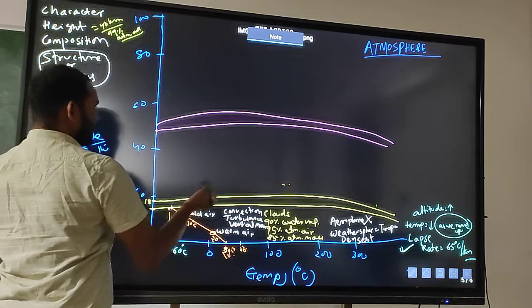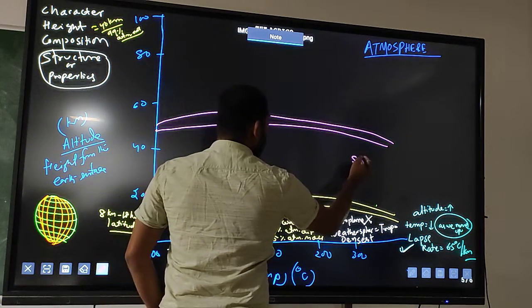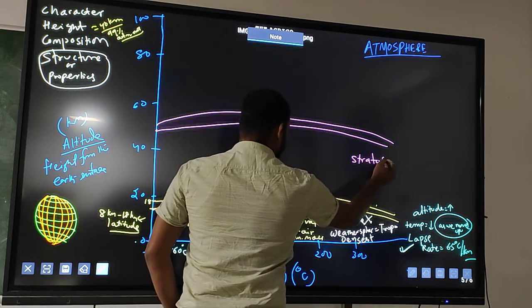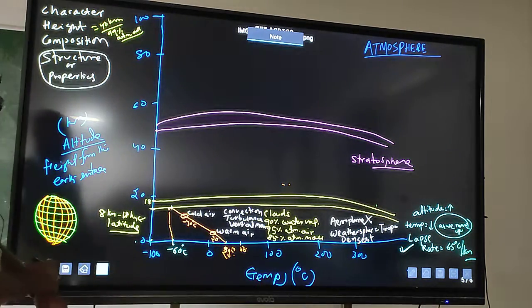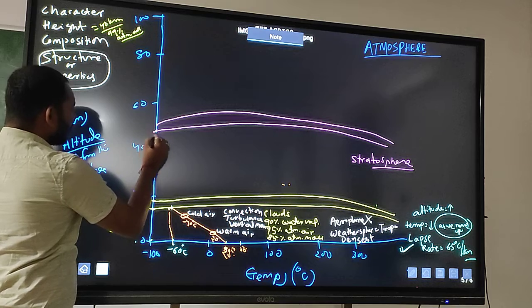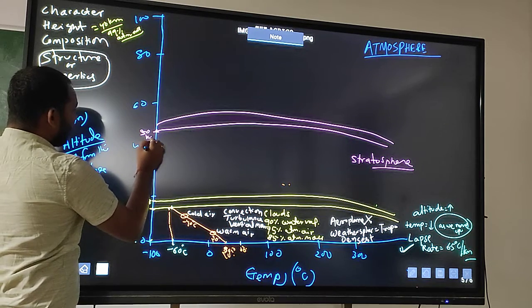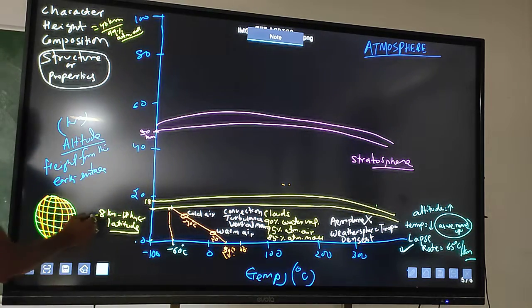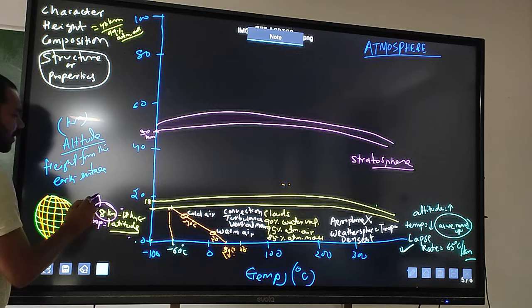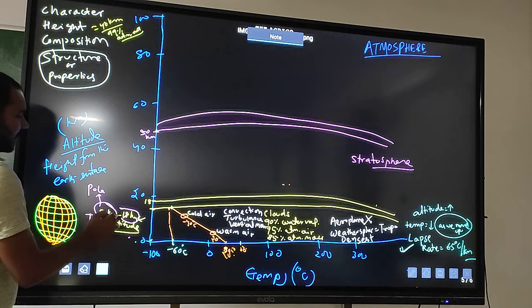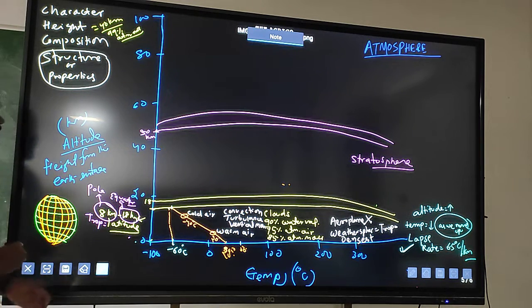Okay. So this is the stratosphere. This is the troposphere. Then this is the stratosphere. If I look at the stratosphere, it goes up to 50 kilometers. That means the troposphere height is 8 to 18 kilometers: 8 kilometers at the pole, whereas 18 kilometers in the case of the equator. I have already explained the reason behind it.